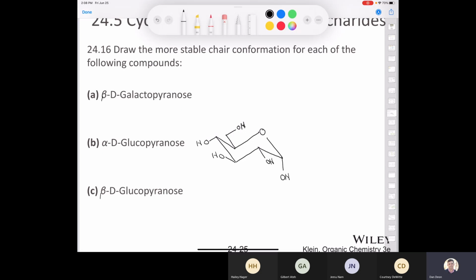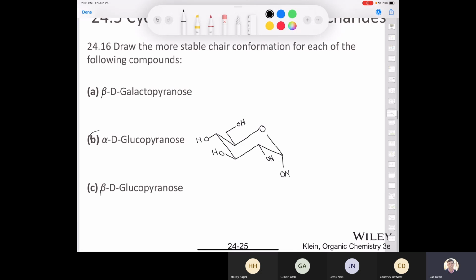But again, remember that with glucose, all OHs are equatorial except the anomeric carbon. That's in alpha. And in beta, everything is equatorial, even the anomeric carbon.